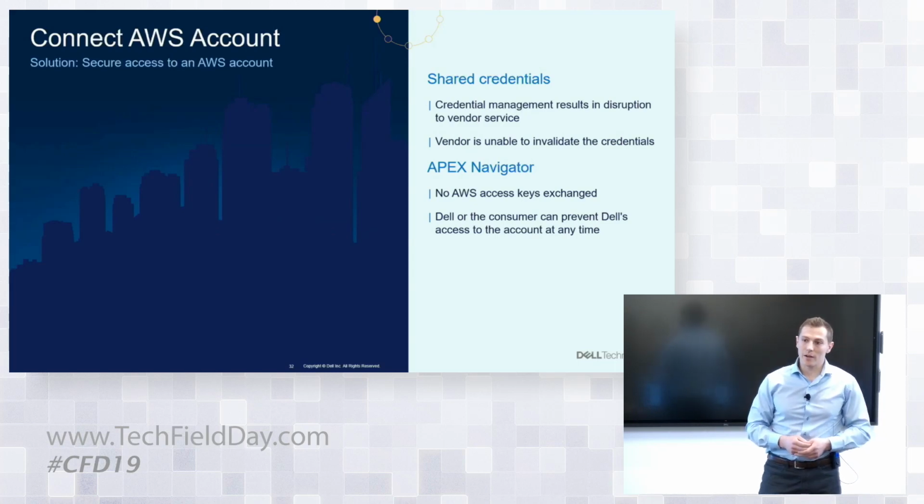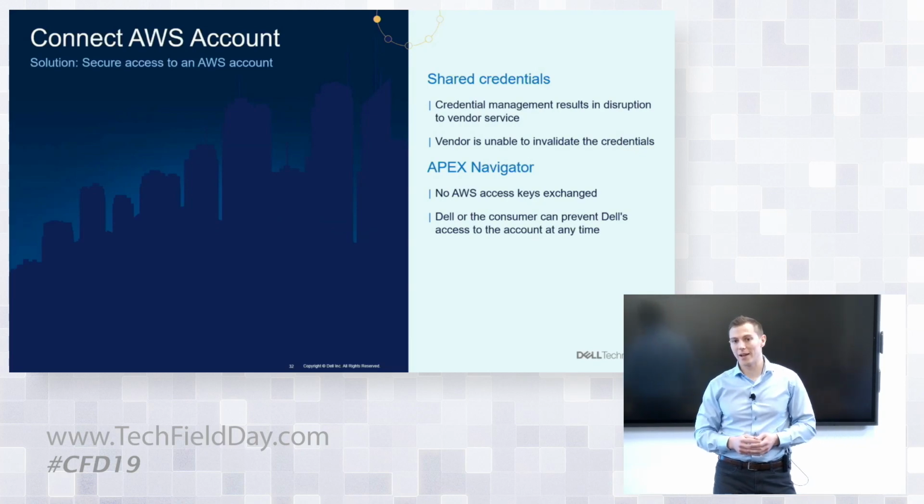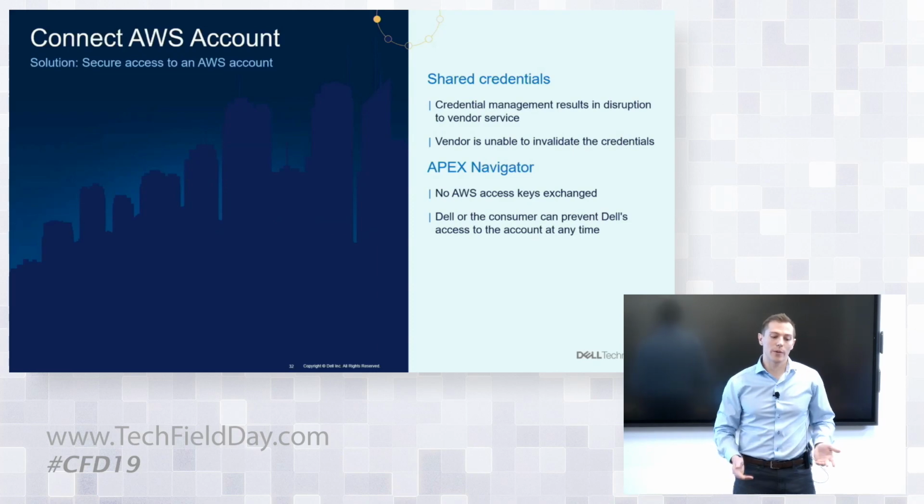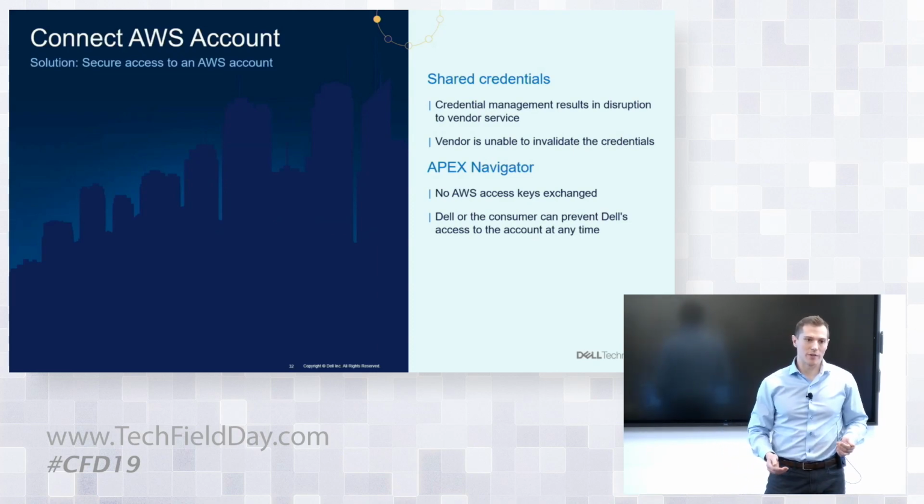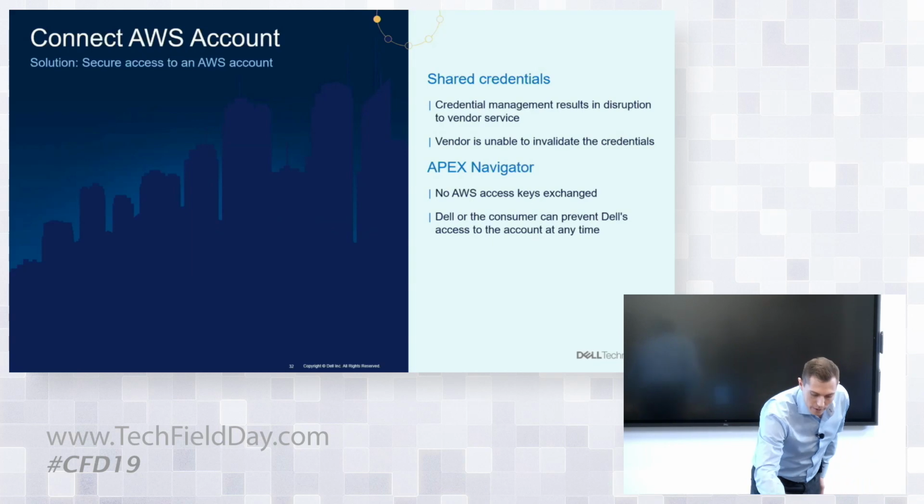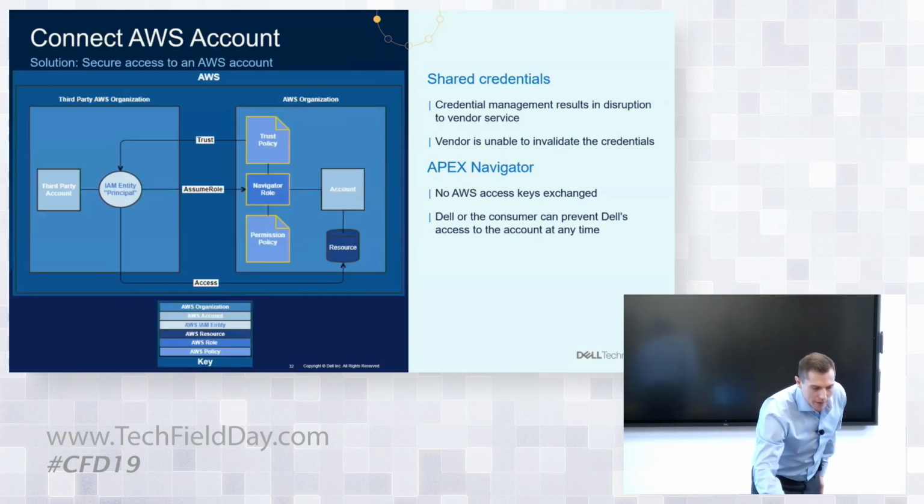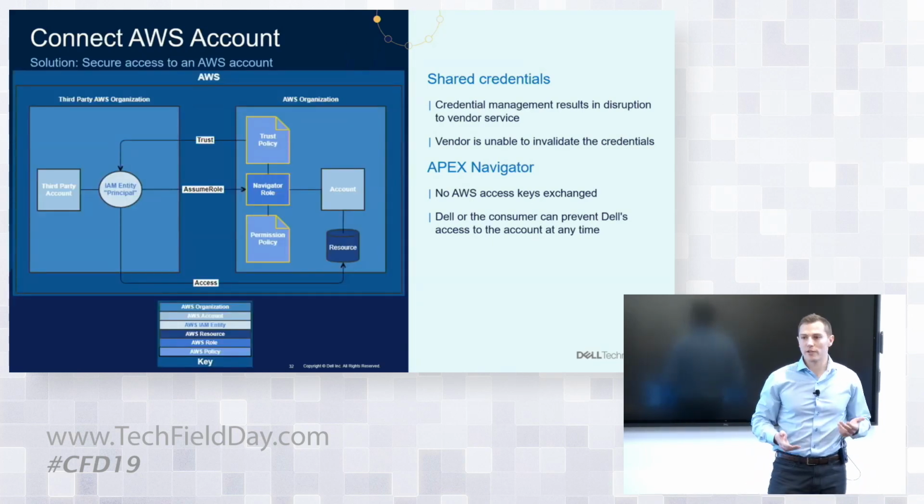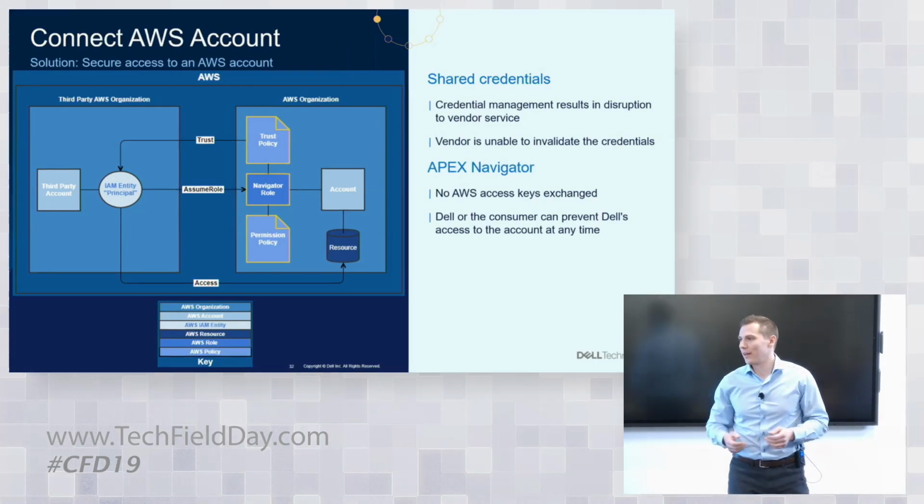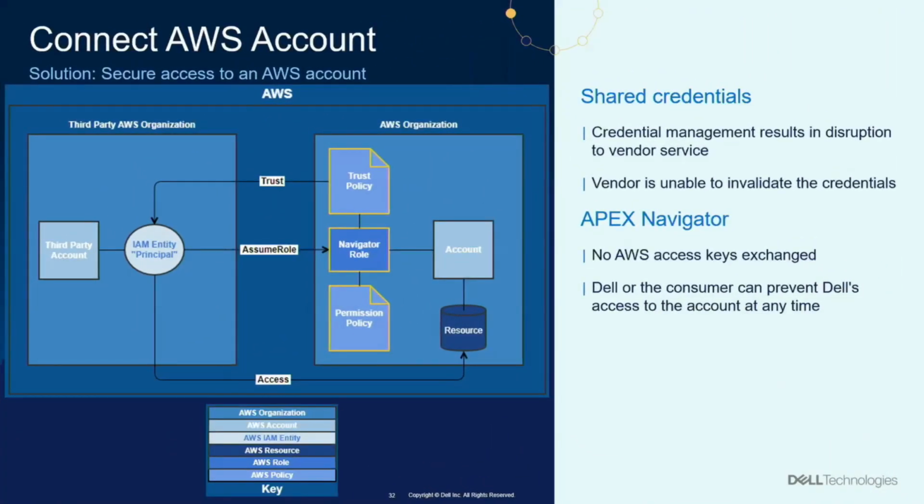With APEX Navigator, we look to solve this by leveraging AWS roles and policies, which means there are no AWS access keys that need to be exchanged. And Dell or the consumer can disable this access at any time. With that, I want to look at this component to provide a high-level view of what configuration is needed and how we're accessing the AWS accounts.